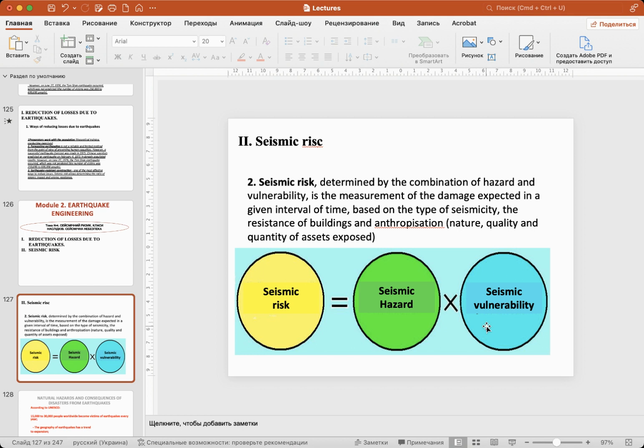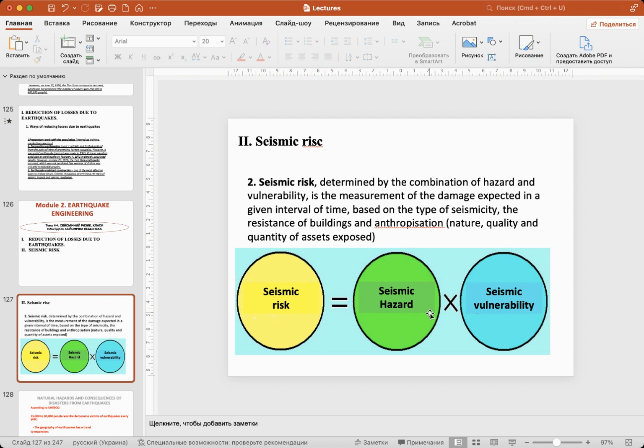The next parameter, which is absolutely under our control, is to reduce seismic vulnerability. And further, we will discuss the first parameter: how we can define the seismic hazard of a region, and how we can define the seismic hazard of a certain construction site. And only after that will we discuss the ways of reducing seismic vulnerability.